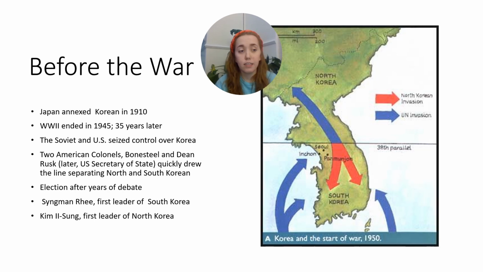The Soviets said, "Hey, look, you need to leave." I guess the Japanese were scared of them, and thus the Soviets and the United States seized control over all of Korea. Later, two American military men quickly drew the line separating North and South Korea, which is the 38th parallel.